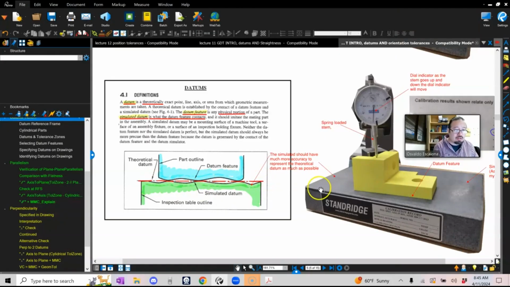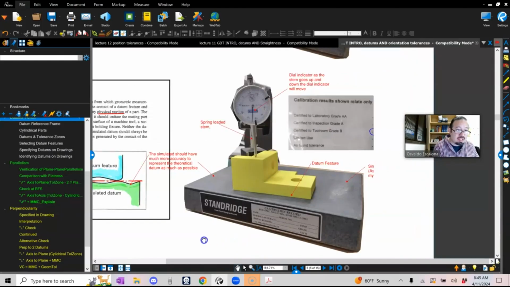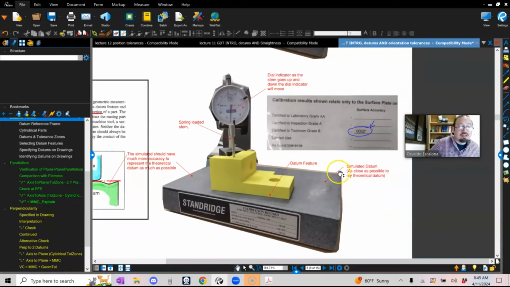I will put my part on top of the granny table, and I will start measuring with the indicator, making sure that things are parallel to each other or meet certain geometric constraints. The datum is any physical portion of the part, where the simulated datum is what the datum feature contacts. So let's call the bottom of this yellow part this blue part, and we call it the datum feature. The green part that you see there is my simulated datum, which is the granny table. And the red is what we call the theoretical datum. We assume that everything is theoretical. In fact, everything measures that way. But we know that nothing is theoretical, nothing is perfect.